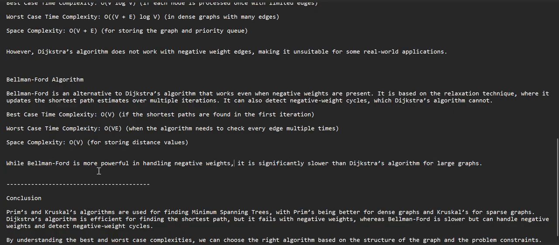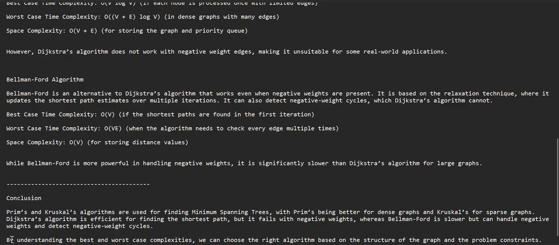Now the conclusion. Prim's and Kruskal's are used for finding a minimum spanning tree, with Prim's being better for dense graphs and Kruskal's for sparse graphs. Dijkstra's algorithm is effective for finding the shortest path, but it fails with negative weights, whereas Bellman-Ford is slower but handles negative weights and detects negative weight cycles.